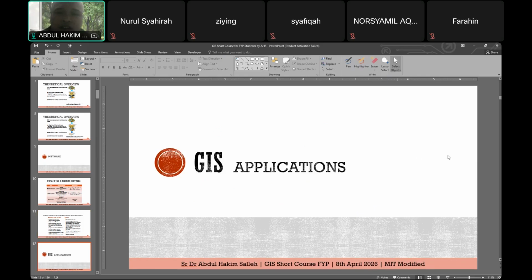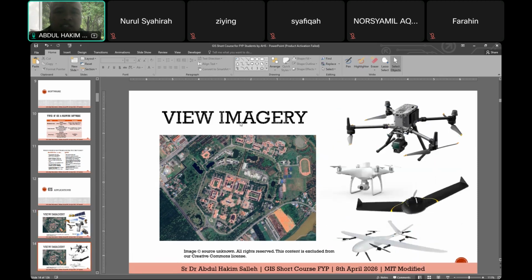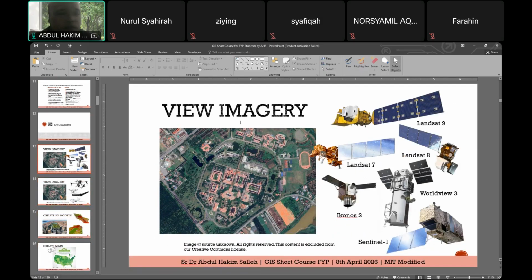Okay, where to apply? First thing first, before we discuss that, let's take a look at some of the data that it can provide. This GIS is applied in various fields of study, as you can say.